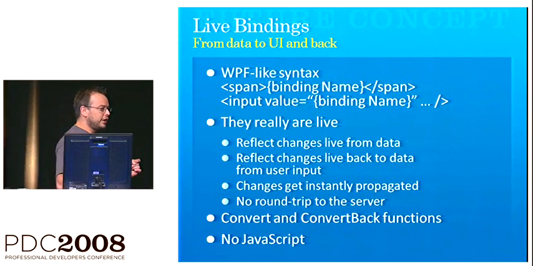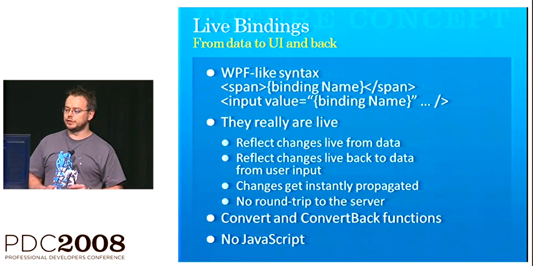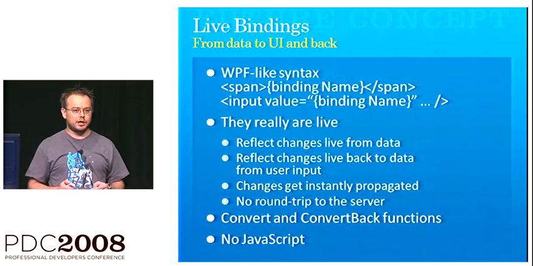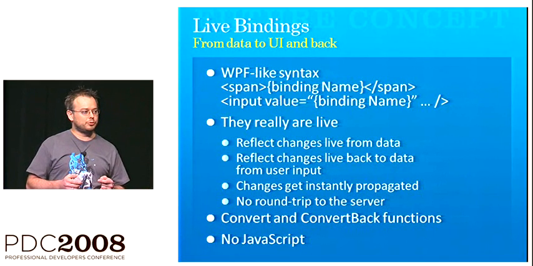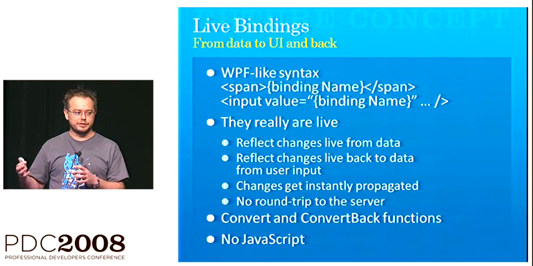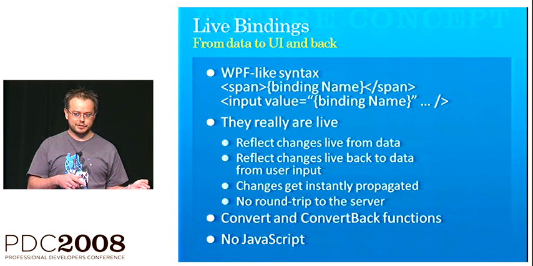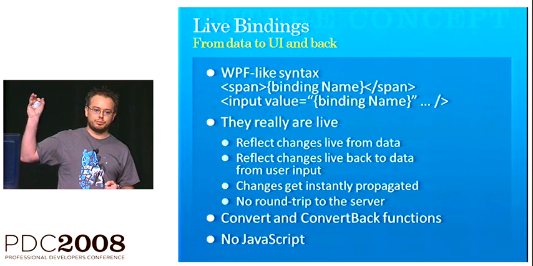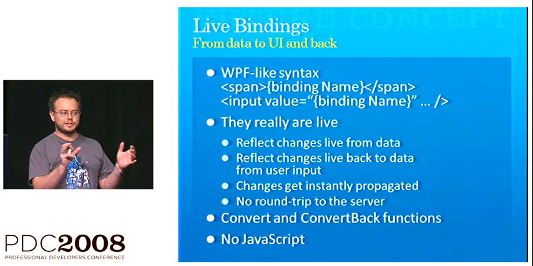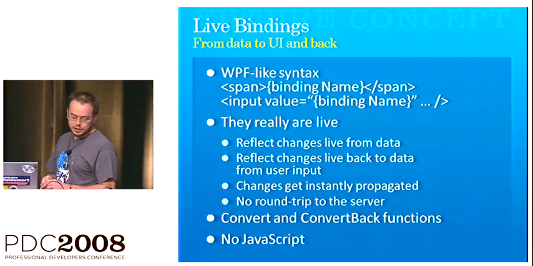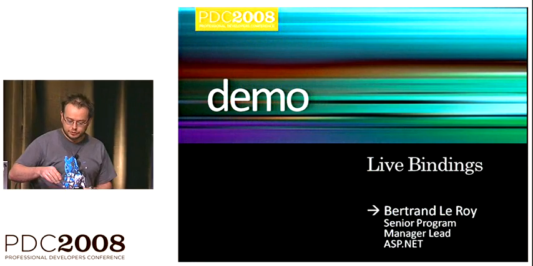So I said that they are a little less flexible, but that's actually not quite true, because we expose convert and convert back functions. Those are callbacks that will get called every time the binding gets evaluated. So that means that, for example, in the previous example where I was formatting the price, you will be able to have a conversion function that takes the price raw data and formats it before it's being displayed. And let's just look at that.